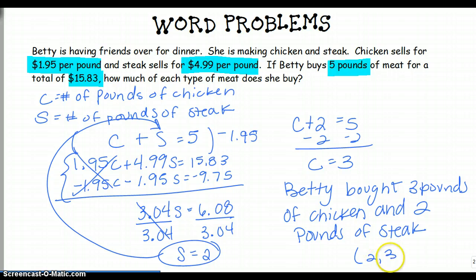This can also be represented by an ordered pair, 3, 2, chicken then steak.